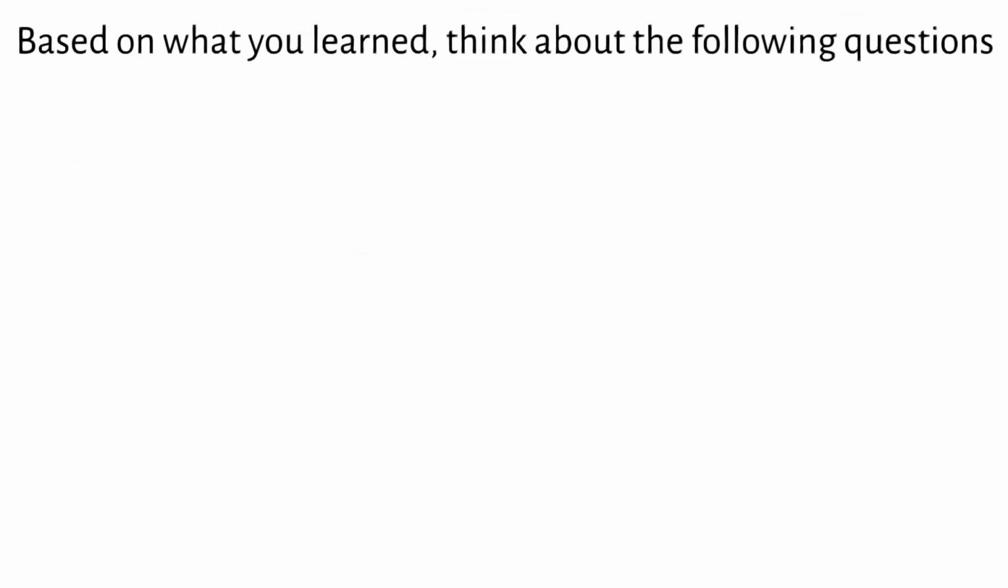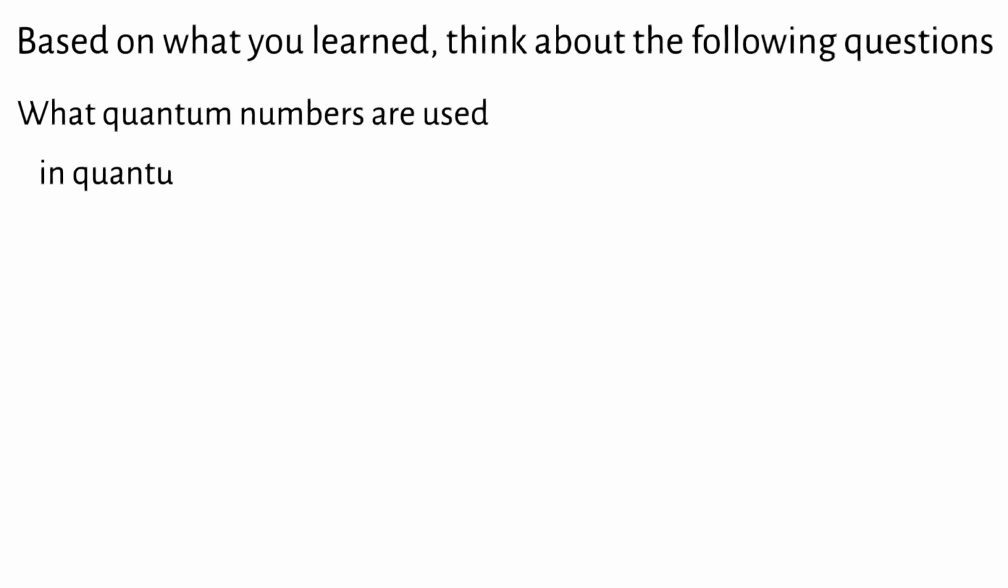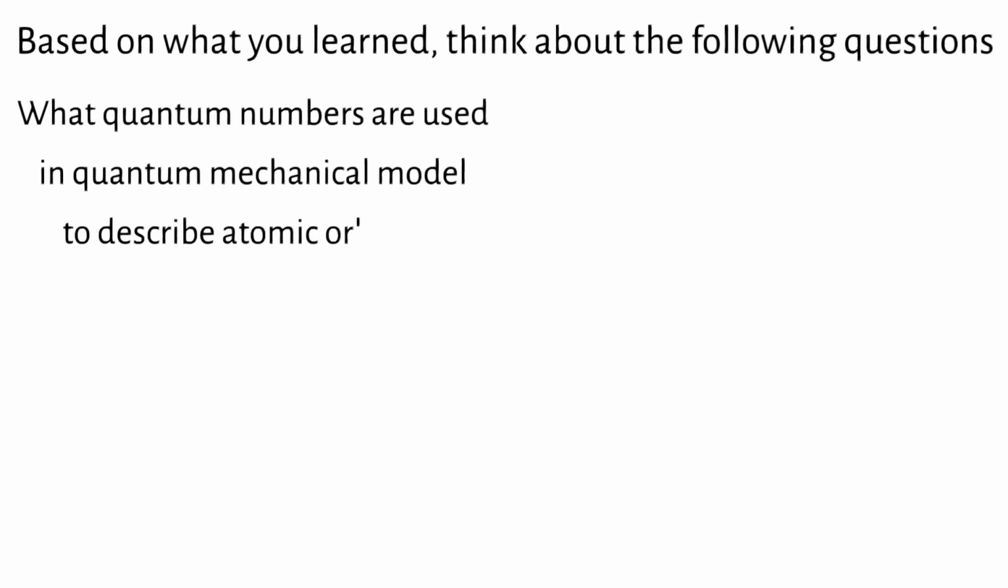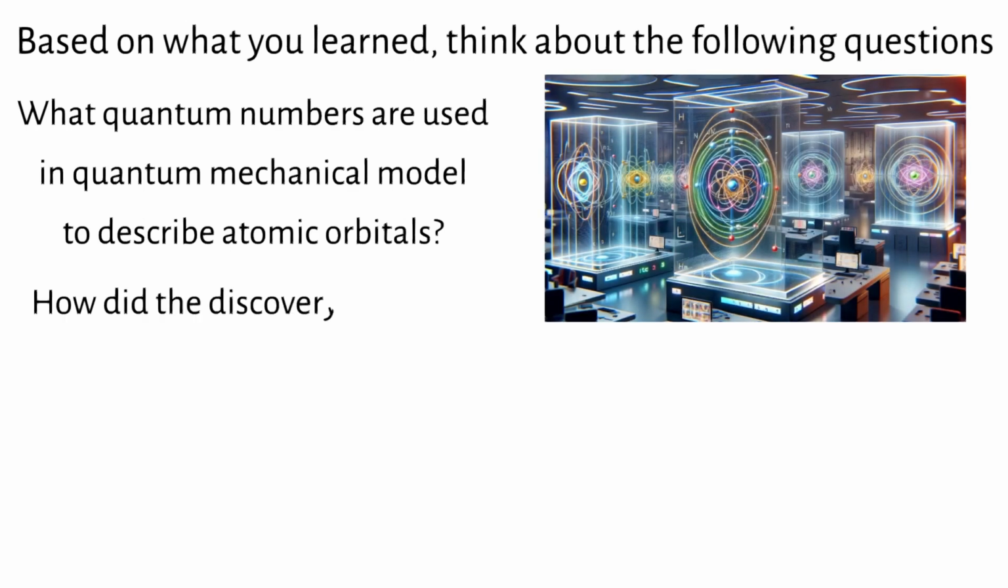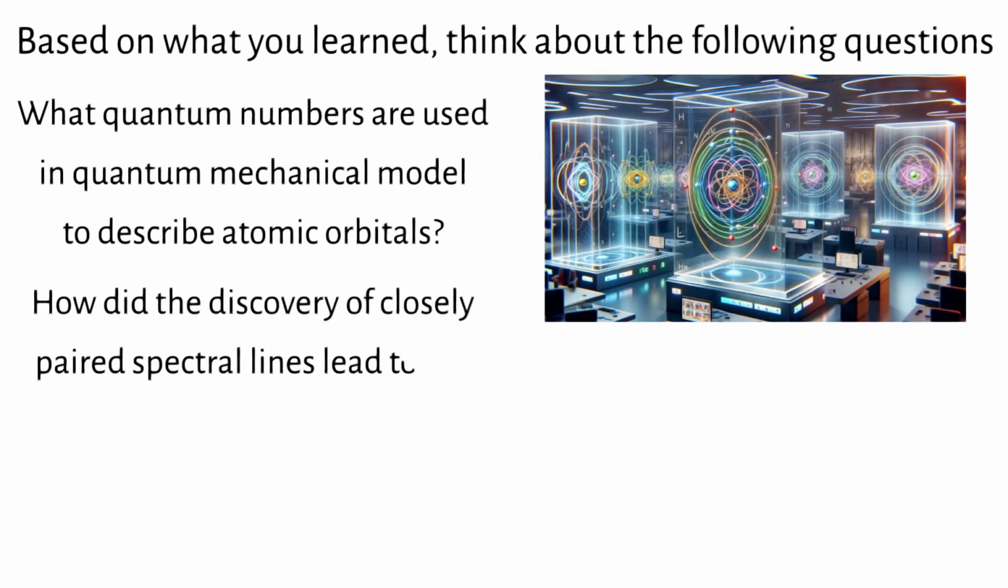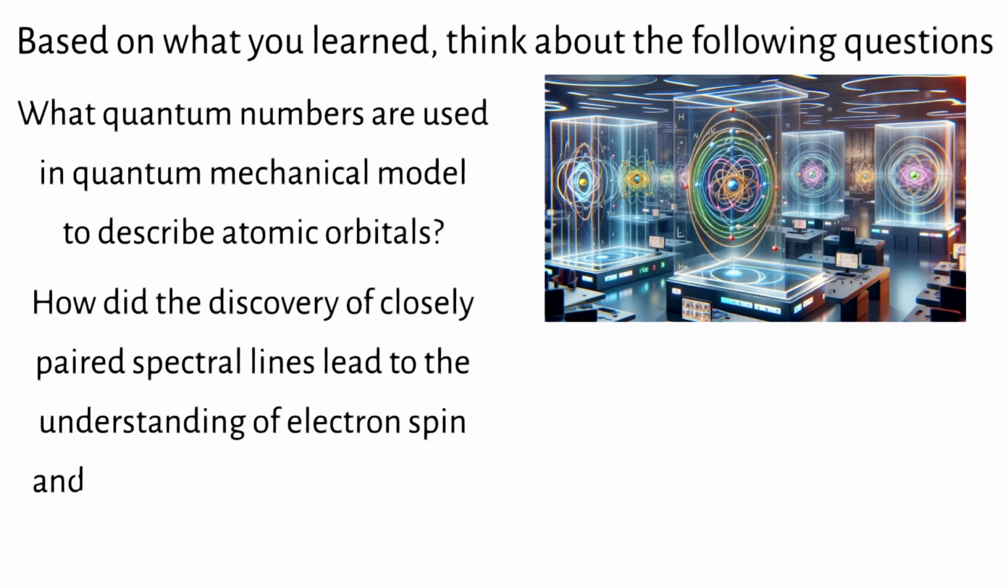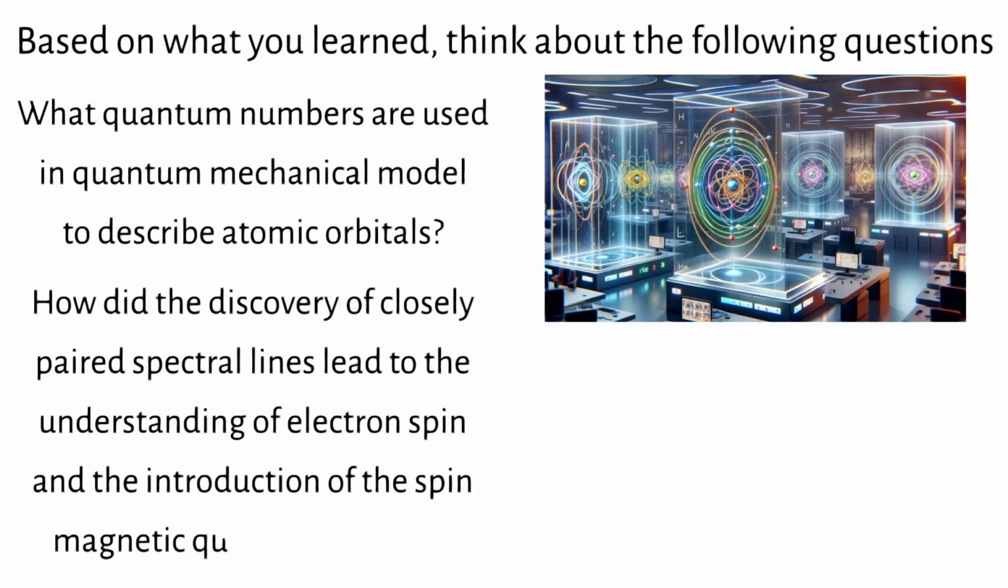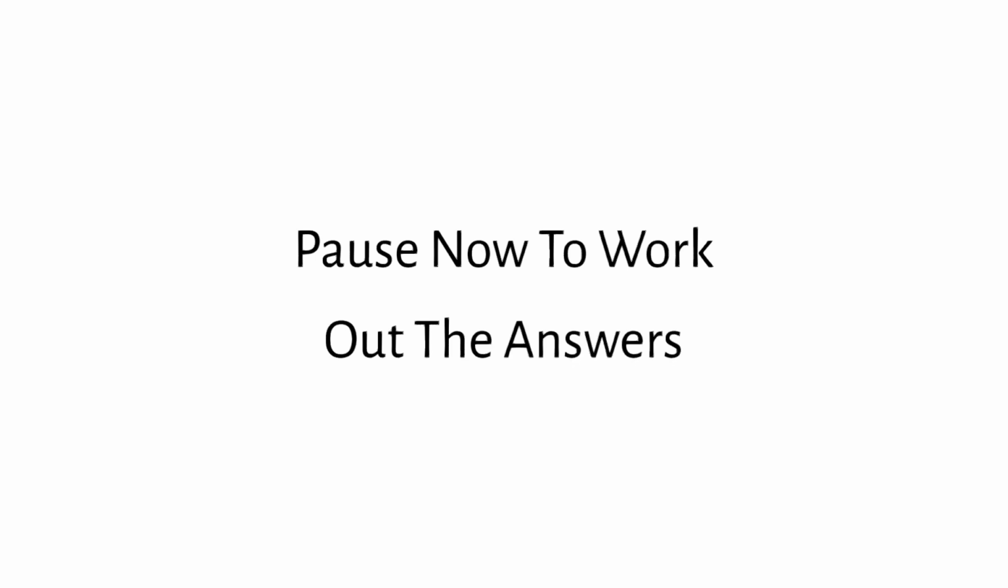Based on what you learned, think about the following question. What quantum numbers are used in the quantum mechanical model to describe atomic orbitals? How did the discovery of the closely paired spectral lines lead to the understanding of electron spin and the introduction of the spin magnetic quantum number? Pause now to work out the answers.